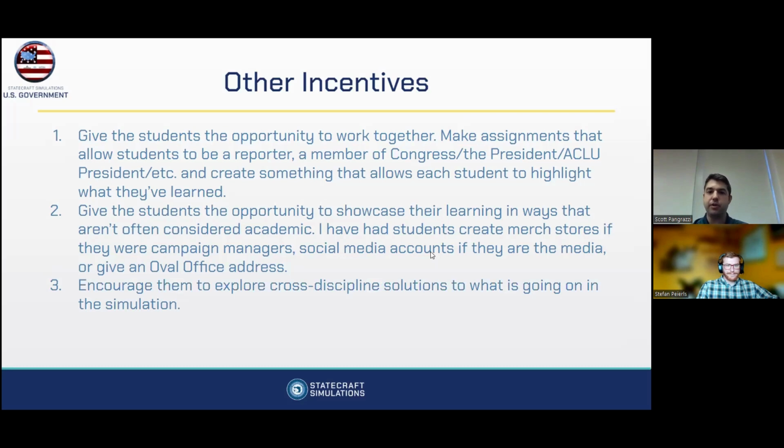And then encourage them to explore cross-discipline solutions. I know in the IR one, working with an art teacher, perhaps with a performing arts teacher, or getting together with a science teacher. There's a lot of opportunities. Math, there's a lot of opportunities to bring somebody else into this.